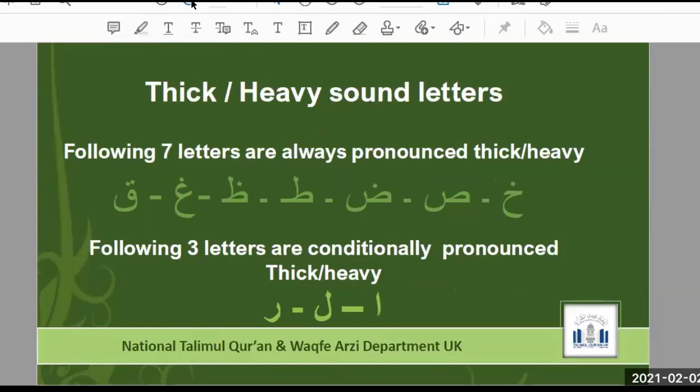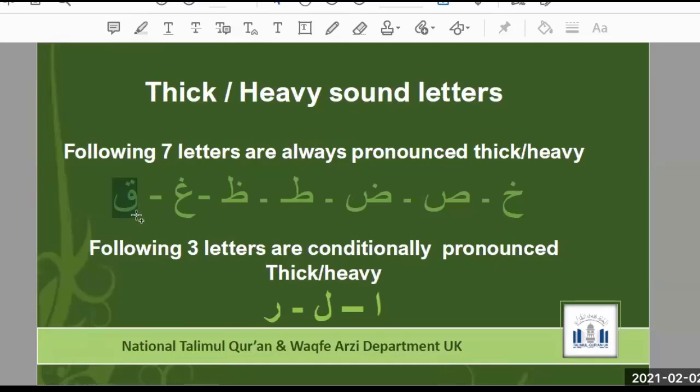Following 7 letters are always pronounced with a thick or heavy sound, which is kha, sod, dod, ta, dha, ghain, and qaf. And the following 3 letters are conditionally pronounced. So they can be thick or thin, and that's alif, lam, and ra.